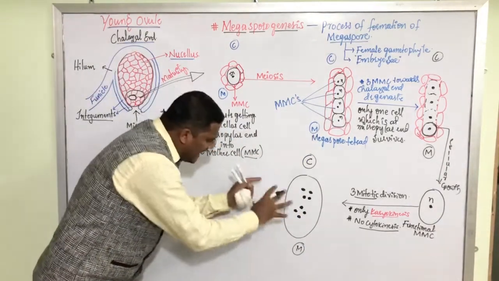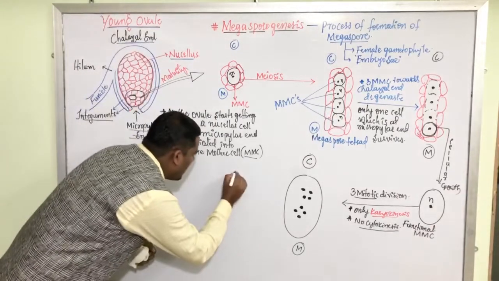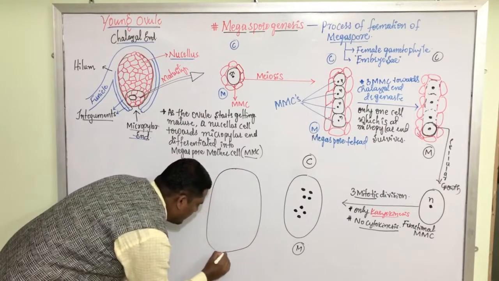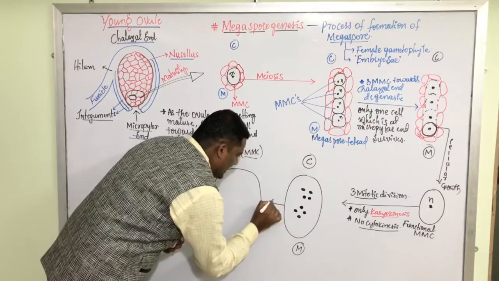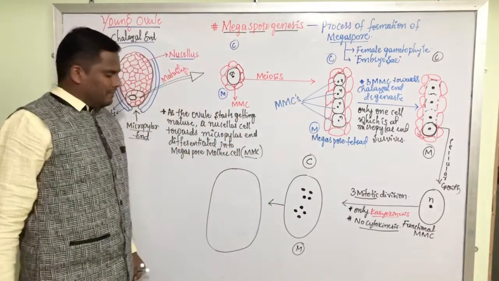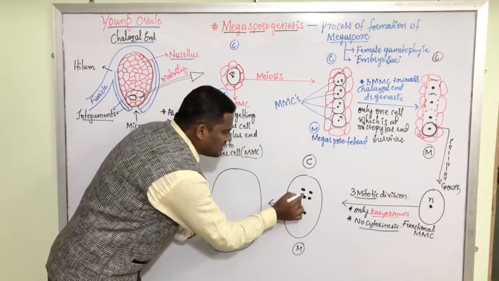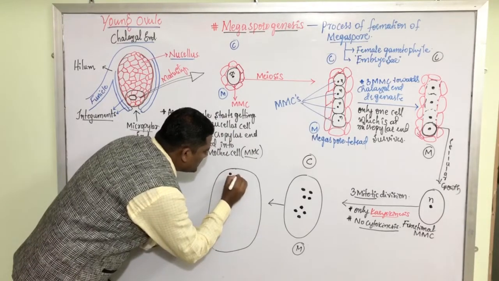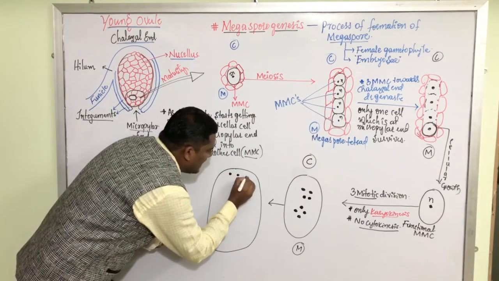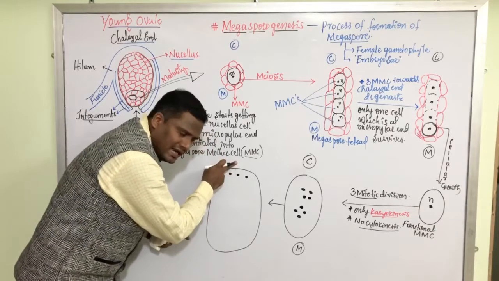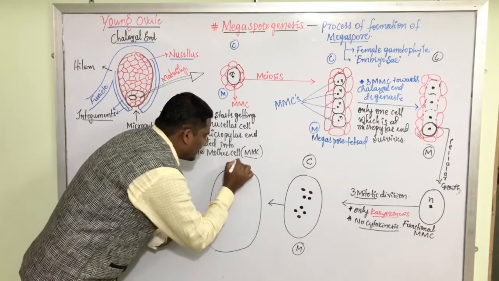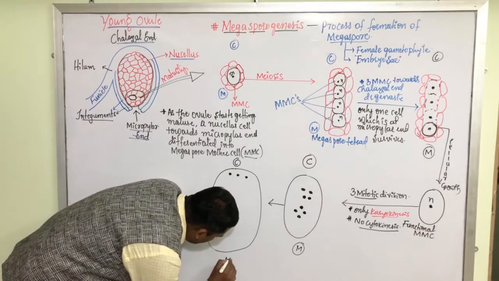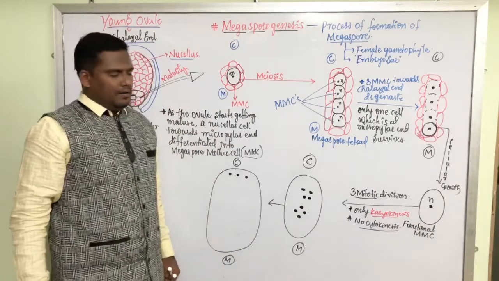Totally we got 8 nucleated cell here. Now this 8 nucleated cell, let us enlarge this for our convenience and for our better understanding. 3 nucleuses, say for example 1, 2, 3, they move towards this end. What is this end? Is it a micropylar end or chalazal end? It is the chalazal end. Opposite end of chalazal end, it is the micropylar end.